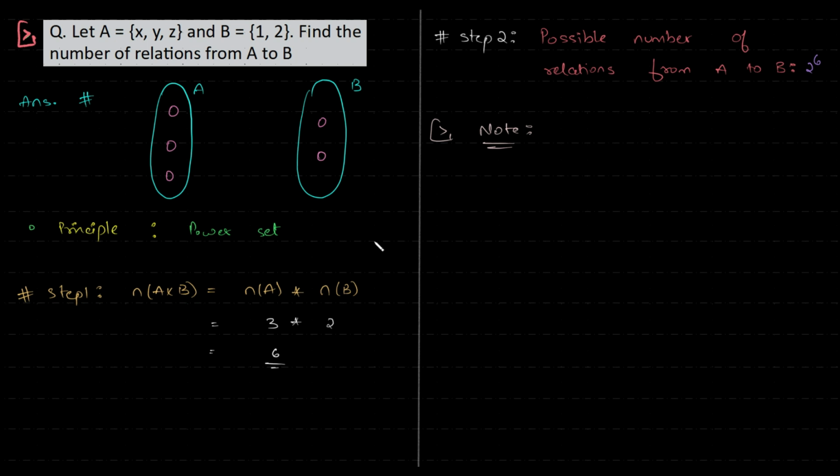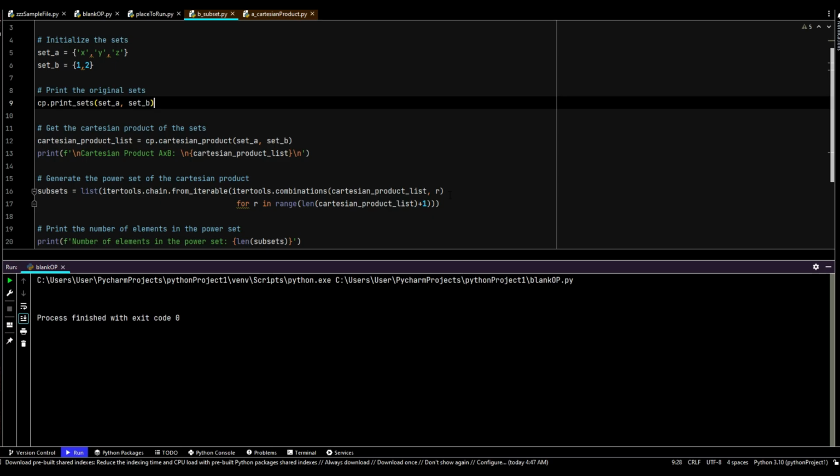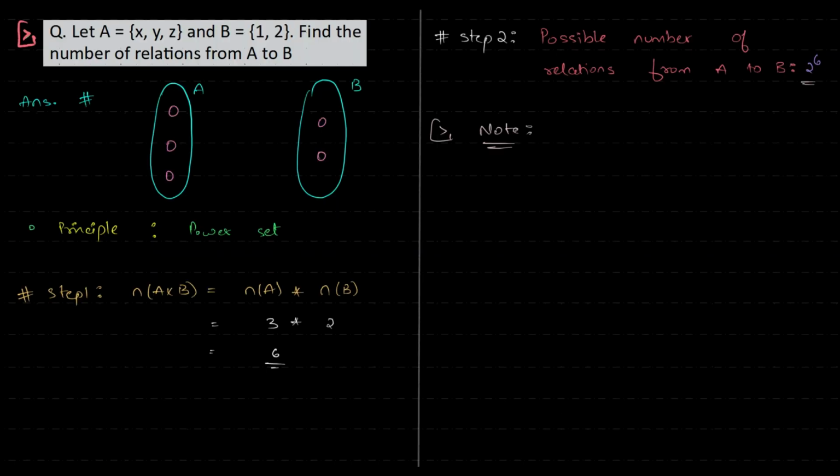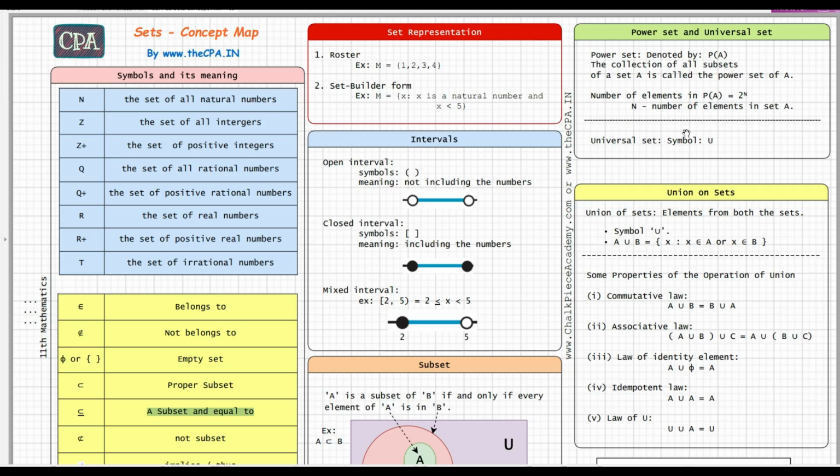This is how you figure out the answer. Step 1, find the number of elements in the Cartesian product between the given sets. Step 2, use this formula and you're done. This formula comes from your power set. And now on to explaining the logic behind this.